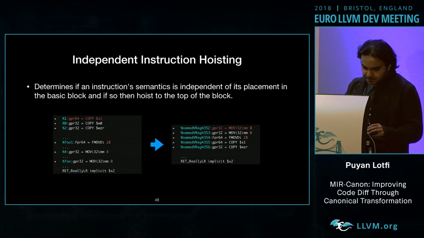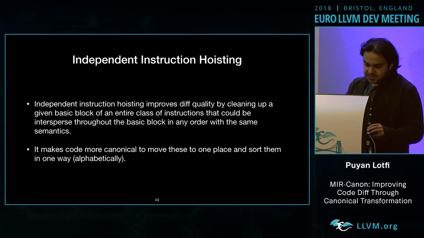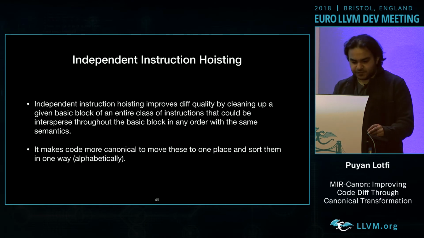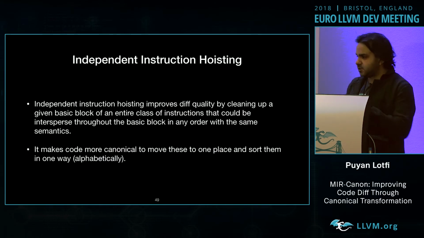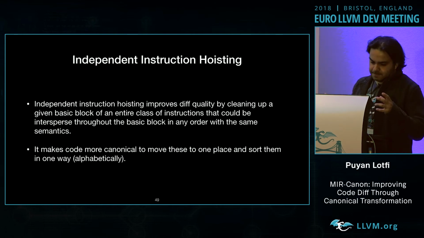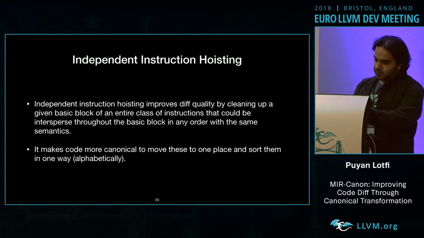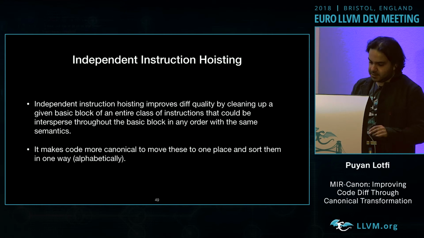Independent instruction hoisting works well for cleaning up diffs for two reasons. One is that it's pulling these independent instructions out of code where they could just be causing noise. They could be interspersed anywhere in the basic block, so naturally they lead to a noisier diff if they're not all moved to the same place. So you're both pulling them out of somewhere where the diff would have been noisier, and you're placing them all in the same place and sorting them. The place where you're sorting them also diffs a lot more nicely.